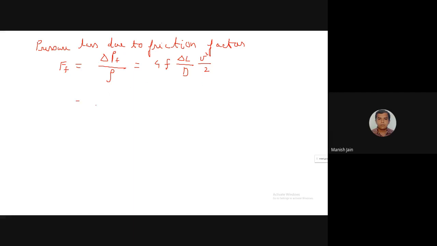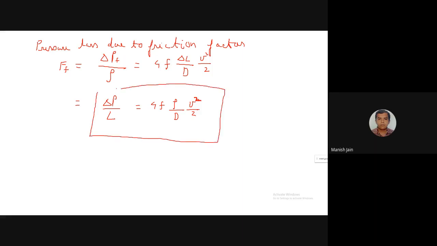So you will get delta P by L, the pressure drop per unit length, that is equal to 4f multiplied by rho divided by D multiplied by V square by 2. So this formula is more famous. Always you are calculating the pressure loss per unit length, so that can be calculated from this formula.